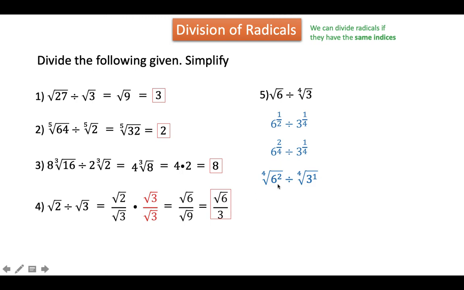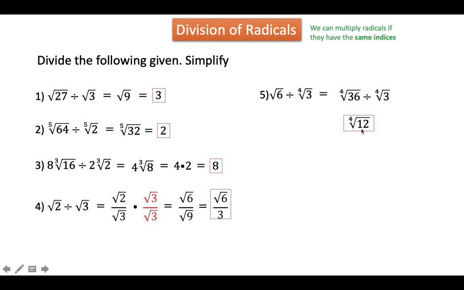So let us first simplify this. 6 squared is 36 and 3 raised to 1 is 3. And we're going to rewrite this into this form. So since the indices are now the same, we can now proceed to dividing the radicand. 36 divided by 3 is 12. Since we cannot simplify the 4th root of 12 anymore, this will be our answer.